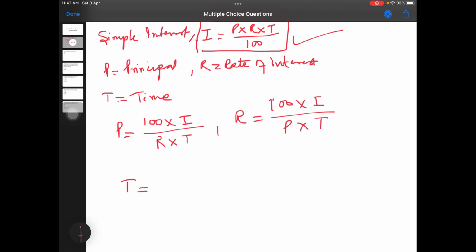And if we want to find the time period, it will be 100 multiplied by simple interest divided by principal amount multiplied by rate of interest. So we just need to remember this formula, which is the formula for simple interest. Then we can derive all these values from the formula for simple interest only.